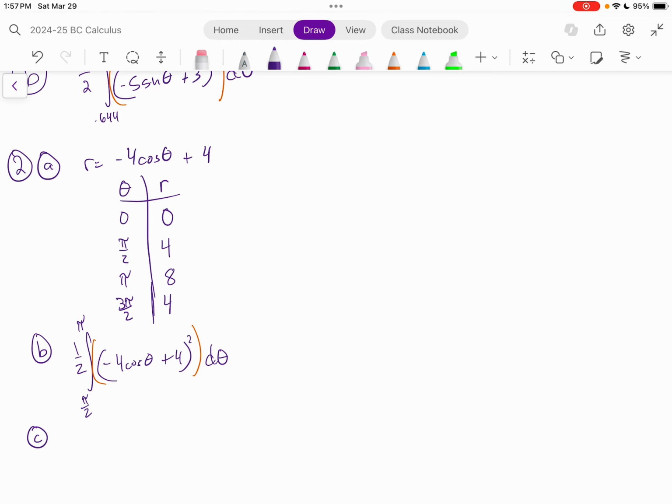Fortunately for us, that's easy. That's just this guy right here. 4 in the 3 pi over 2 direction gives us 0, comma, -4. We have to be careful, -4 here. So we all know the difference between rectangular coordinates and polar coordinates.